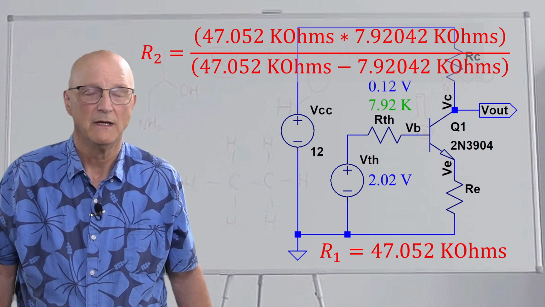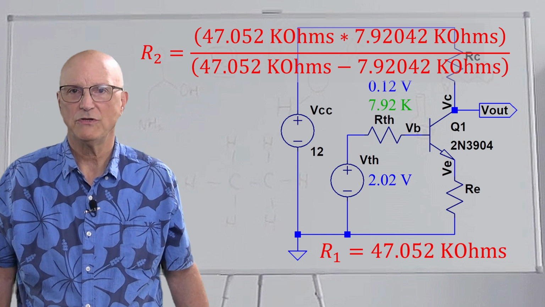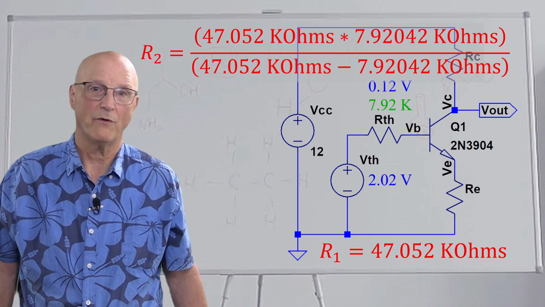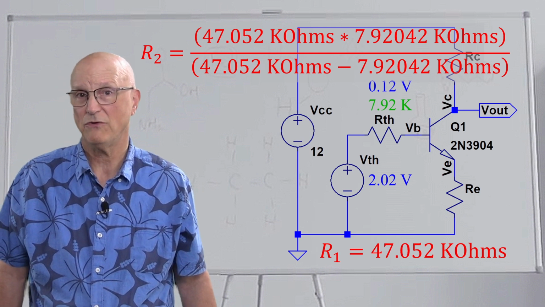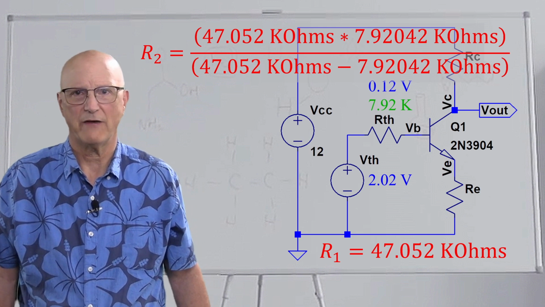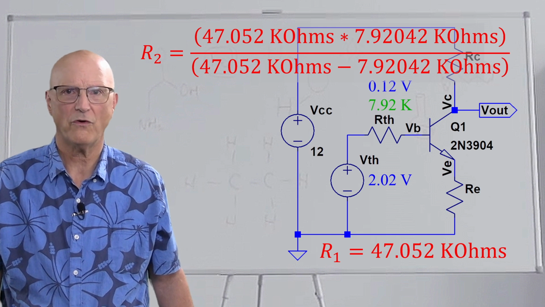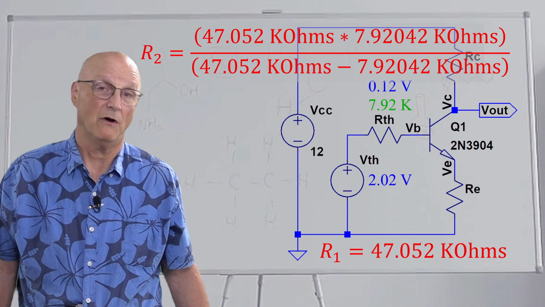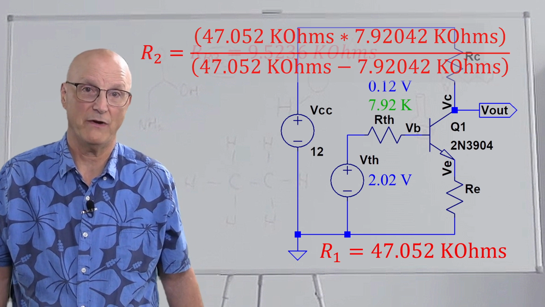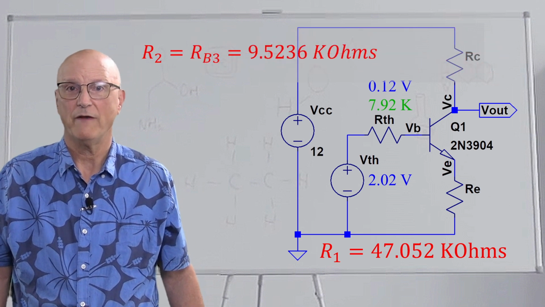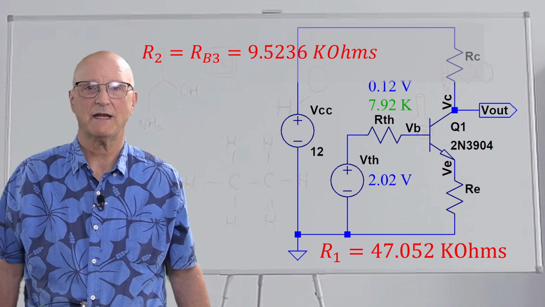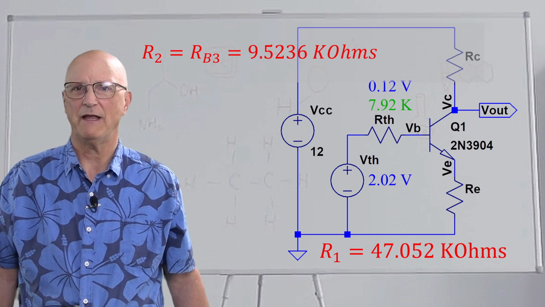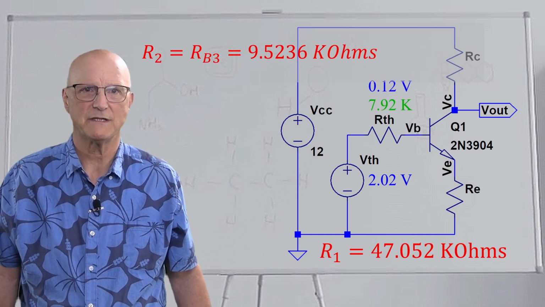47.052 k ohms times 7.92042 k ohms, all divided by the quantity 47.052 k ohms minus 7.92042 k ohms, which gives us a value of R2, which is also the value of RB3, of 9.5236 k ohms. Now, let's step through the resistor chain that makes up our upper two bias resistors.